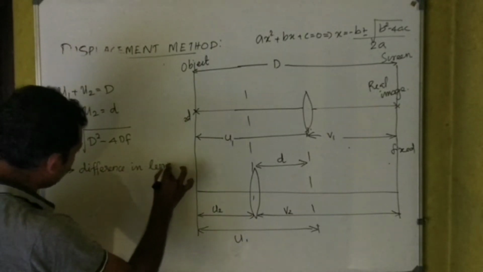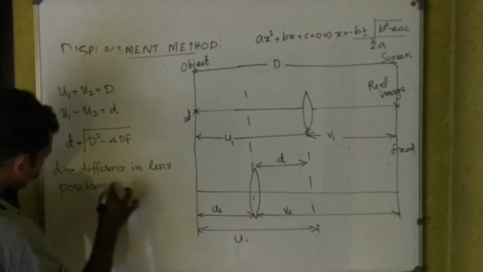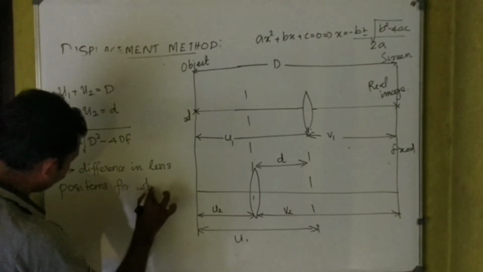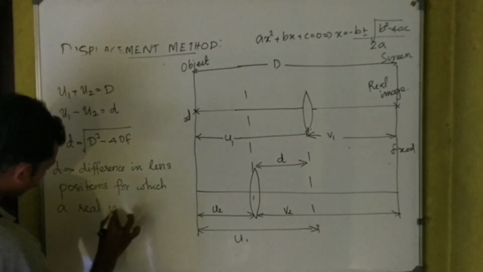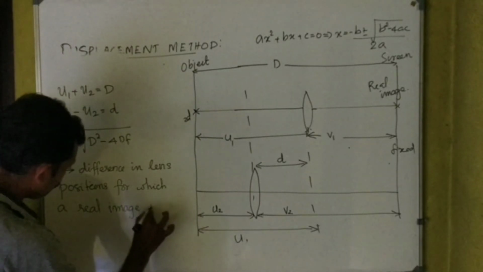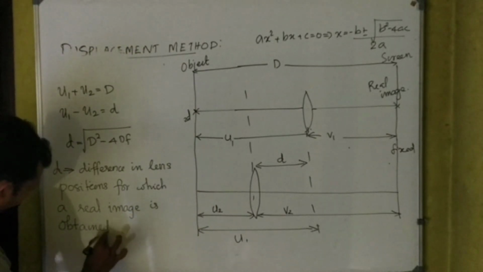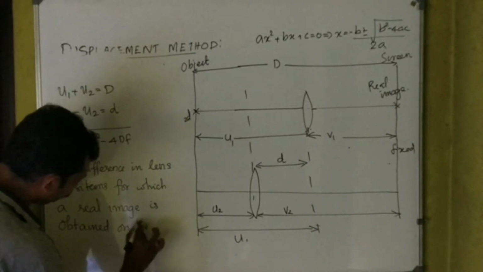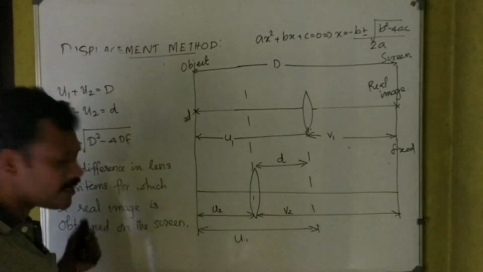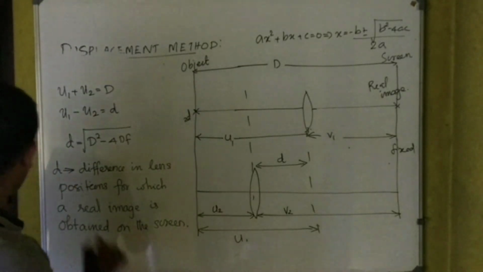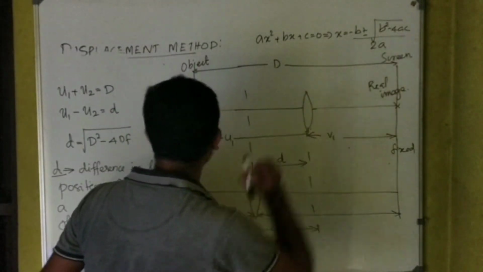for which a real image is obtained on the screen. The difference in the lens positions for which a real image is obtained on the screen is small d. What is capital D? Capital D is the distance between object and the screen.